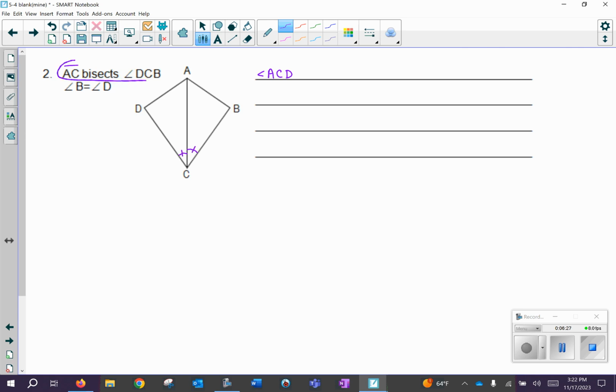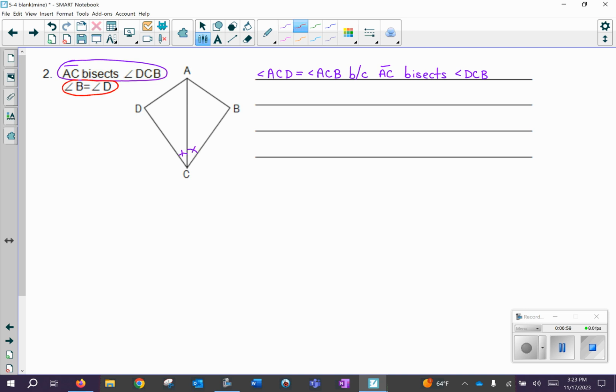Okay, forgot to circle that piece. And that is equal to angle ACB, because that's as simple as rewriting this statement. Segment AC bisects angle DCB. And now I'm ready for the next information.